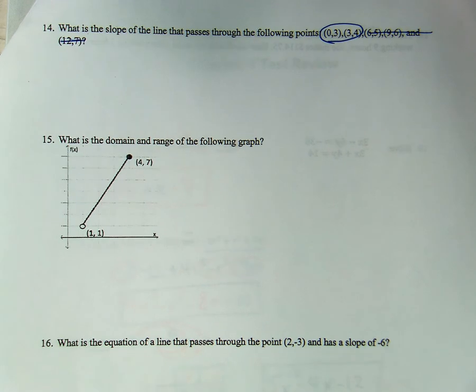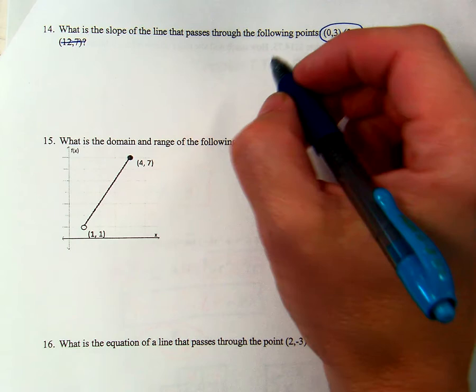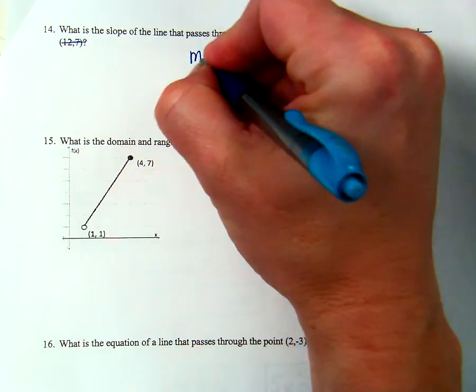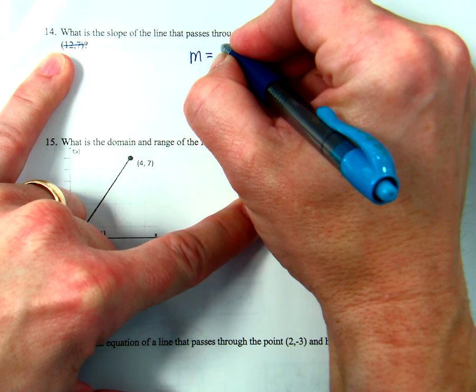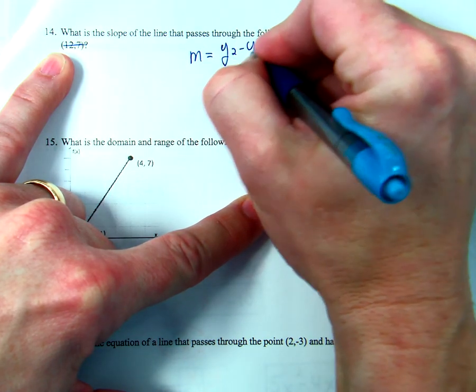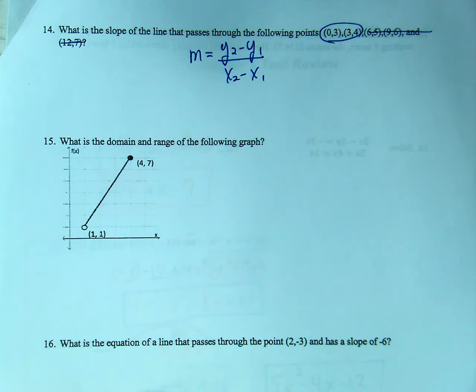No, it doesn't. Well, Coach, will it work if I use 6, 5, and 9, 6? Absolutely. It will also work if you wanted to take a piece of graph paper and graph all these points out and do the slope manually by rise over run. But the easiest way here probably is just to take this and use our 2-point slope form, which is m, the slope, is equal to y2 minus y1 over x2 minus x1.